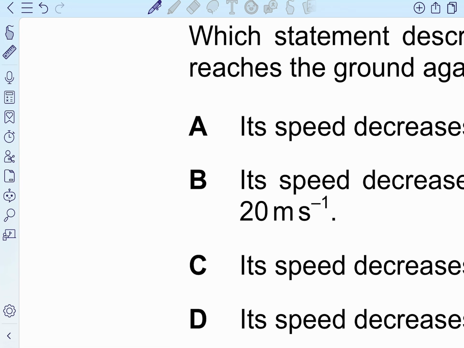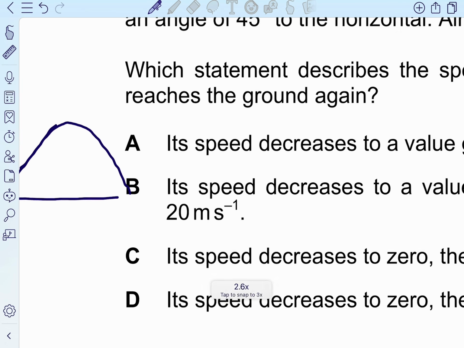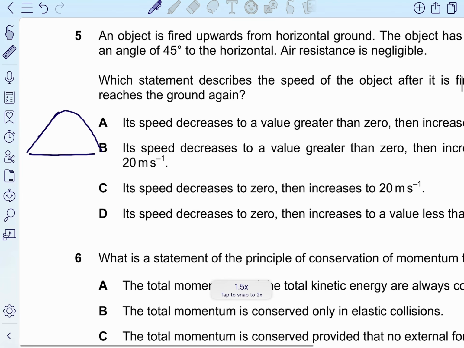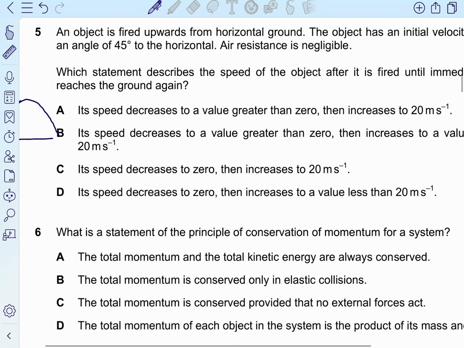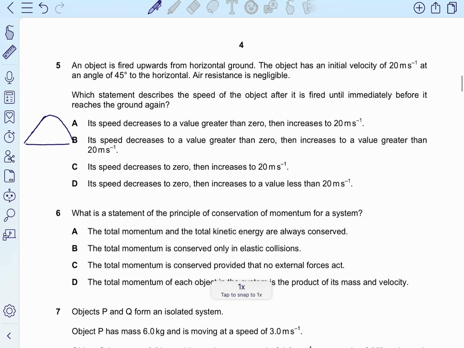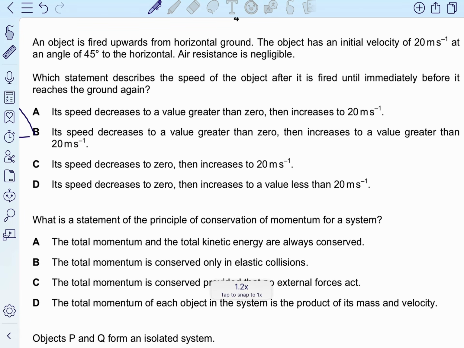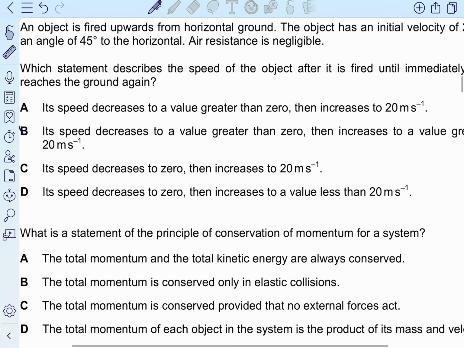You're firing it upwards at an angle of 45 degrees. This is the horizontal. So about an angle of 45, you're firing it upwards, and then it will be somewhat like this, a projectile, and come back down here. So which statement is correct? Its speed decreases to a value which is greater than 0, and then it again increases to 20 meters per second. Okay, now I would say that the answer that is correct is actually A.